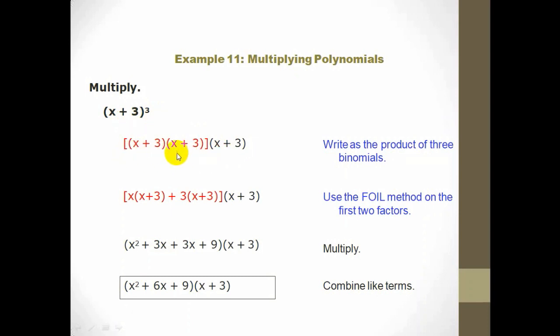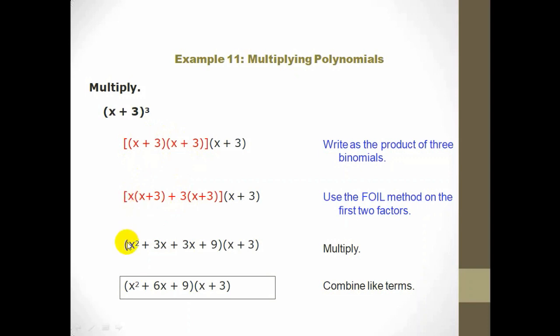First of all, multiply these two binomials by using the FOIL method. By the FOIL method, we can write x multiplied by x plus 3. First, distribute x on x plus 3, and then distribute 3 on x plus 3. This is a very simple method.